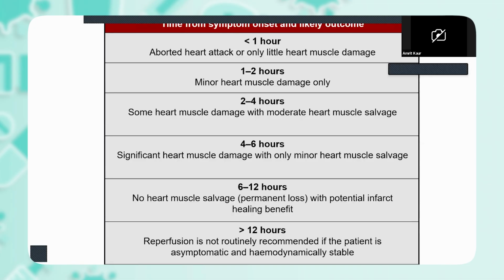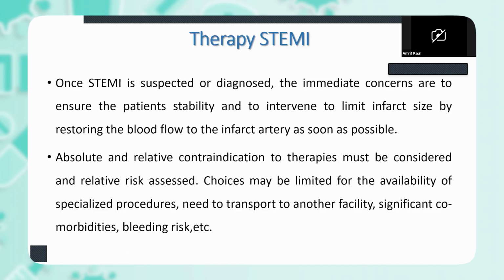This slide is just to show you that within a few hours, like 1 to 2 to 4 hours, you have some heart muscle damage after MI, and a moderate amount of muscle can be salvaged. But as time passes, especially after 12 hours, there is not any muscle that you can salvage, and reperfusion is not routinely recommended if the patient is asymptomatic. Are we clear till now? Yes, we are. Thank you.